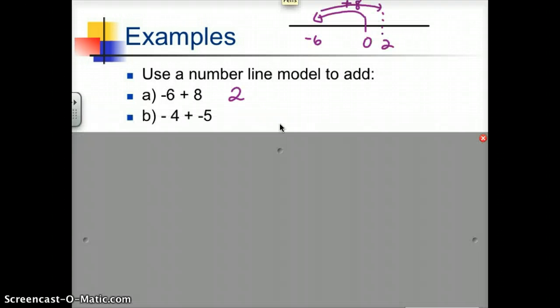Negative 4 plus negative 5 this time. So I'm thinking of the same type of rule. I really like you to visualize this number line. I'll draw it down here this time. Okay, so negative 4 plus negative 5.